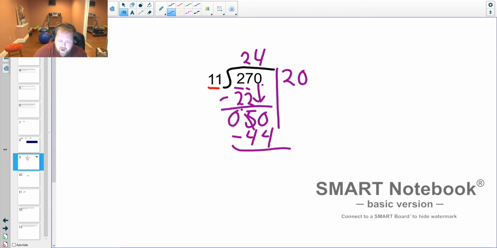Cross out that 5, make it a 4. Make this 0 a 10. 10 minus 4 is 6. 4 minus 4 is 0. We have reached the end because 11 cannot go into 6. So you are going to write your remainder of 6. Very good. All right, let's keep moving, shall we?